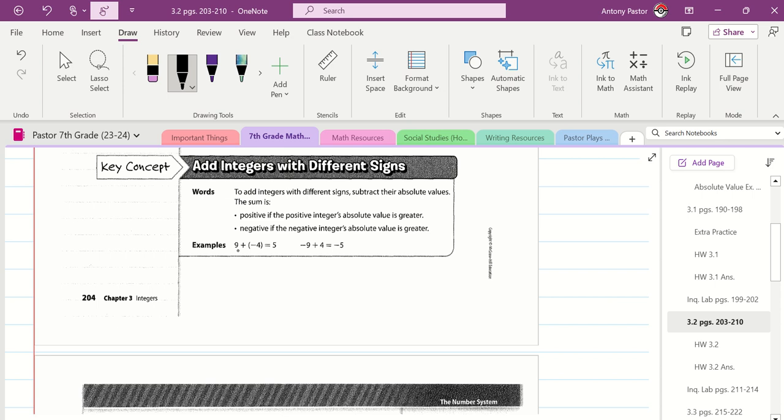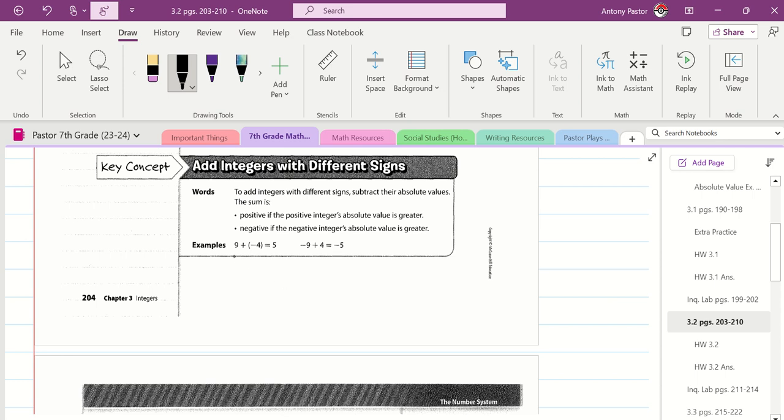So in this case, positive 9 plus negative 4, because the positive value's absolute value is bigger, it is going to be a positive number. Now, if it were the other way around, where the negative number is a bigger value, because the absolute value of negative 9 is 9, and the absolute value of positive 4 is 4, the answer is going to be negative. So again, if you're adding different symbols, a positive and a negative, the answer will be positive if the positive's absolute value is greater, and it will be negative if the negative's absolute value is greater.